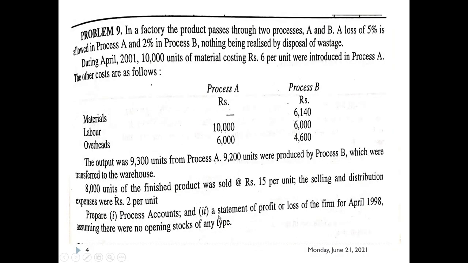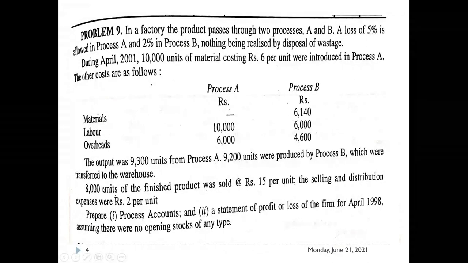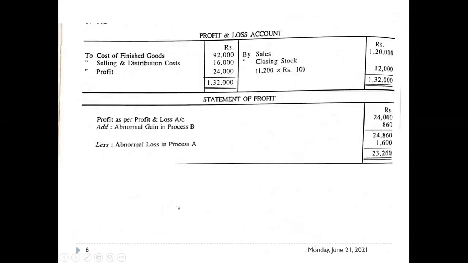Now see the statement of profit or loss of the firm. We have to prepare the statement of profit or loss, so from here we should also calculate the profit. So 800 units of finished product were sold at the rate of 15 per unit. Our cost is 10 per unit. We are selling 8,000 at the rate of 15 per unit, and selling and distribution is 2 per unit. So how is profit and loss prepared? So profit and loss account, you see.